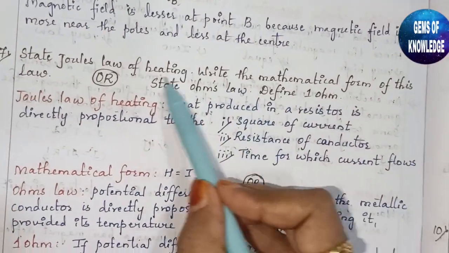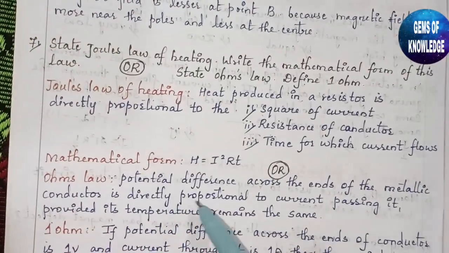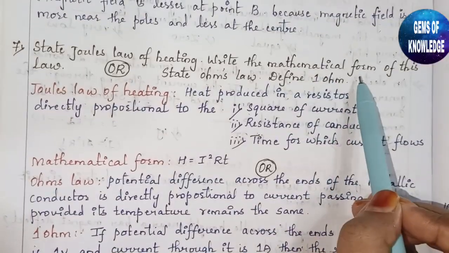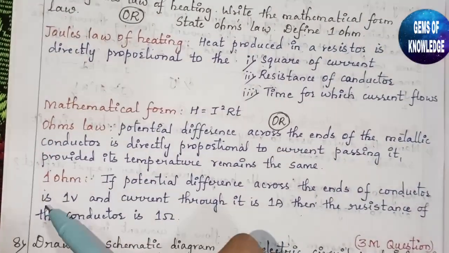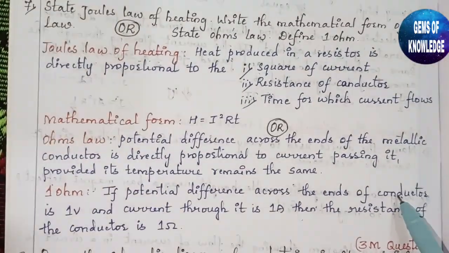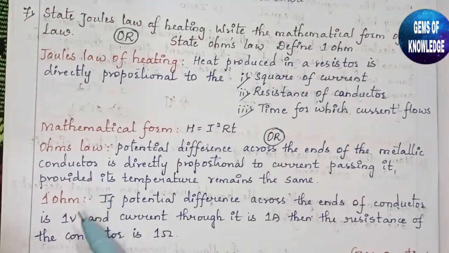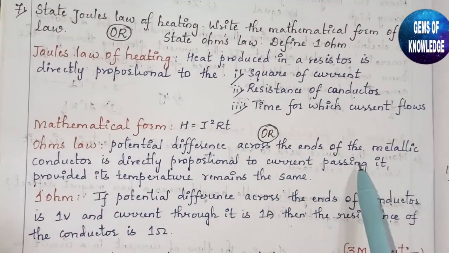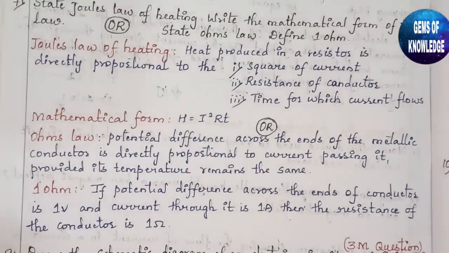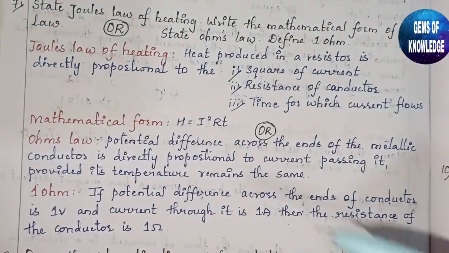Similarly, Ohm's law was also an important law which I have already taught you in my last video. The statement of Ohm's law is given, and they have asked one more question here: define 1 ohm. If the potential difference across the ends of a metallic conductor is 1 volt and the current passing through it is 1 ampere, then the resistance of the conductor is 1 ohm. So this is the definition for 1 ohm. You can attempt any one of the questions from it.